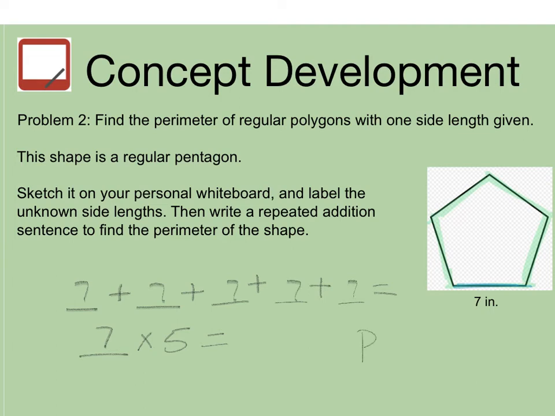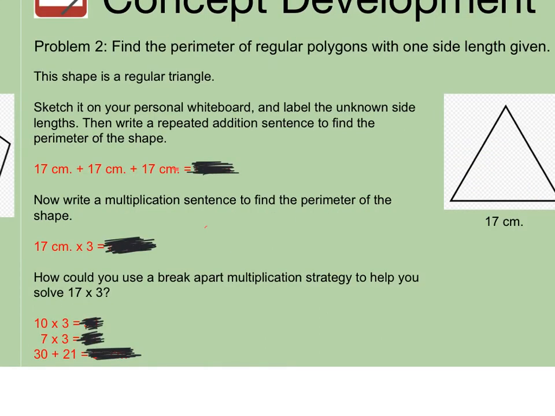And then P is equal to what? Go ahead and type in what P is equal to. Hey, if you typed in P is equal to 35 inches, you are correct. Our next shape is a regular triangle.